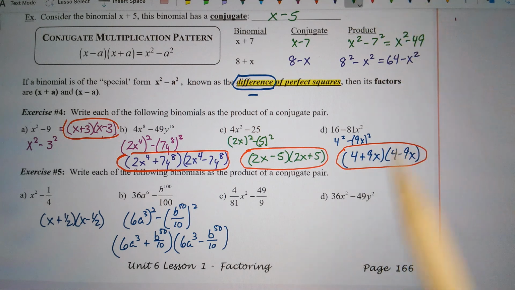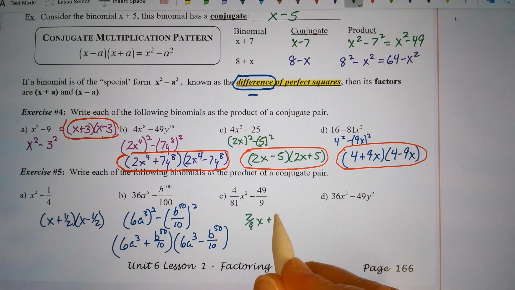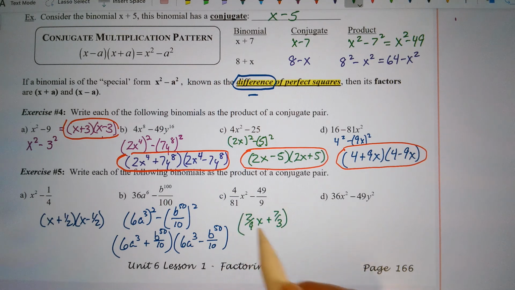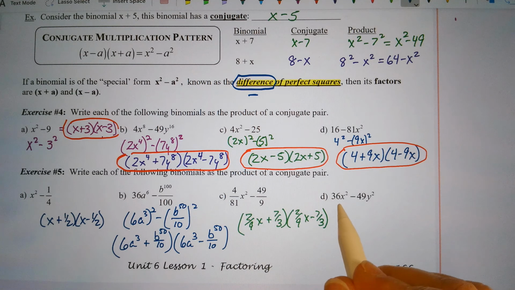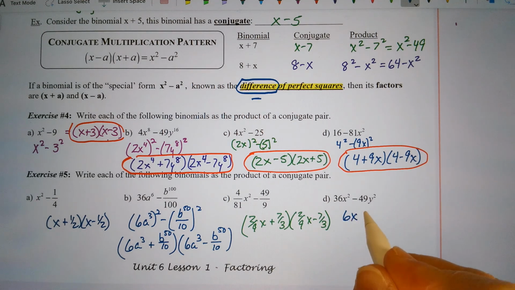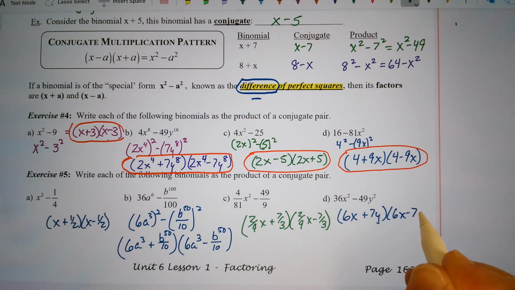C, I'm going to skip the middle step. This is going to be 2/9 x plus 7/3 and 2/9 x minus 7/3. And D, 6x times 6x, so 6x plus 7y times 6x minus 7y. Again, difference, factoring the difference of perfect squares.